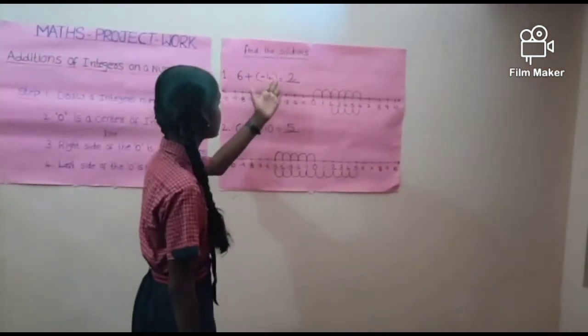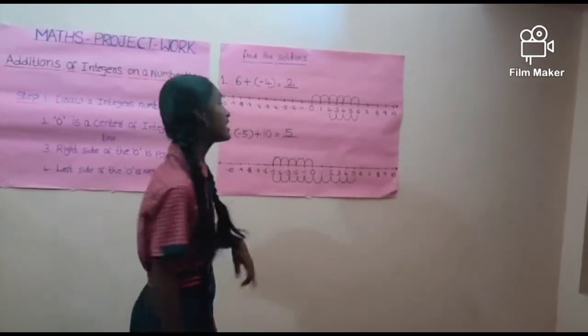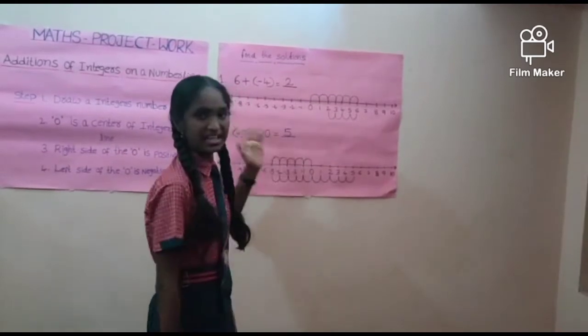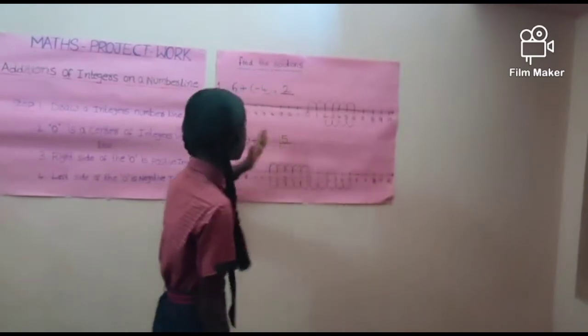So 6 plus negative 4. What is the first step? Draw an integer number line. What is the second step? Indicate the 0 at the center of the integer number line. What is the third step? 0 right side is positive integers, 0 left side is negative integers.